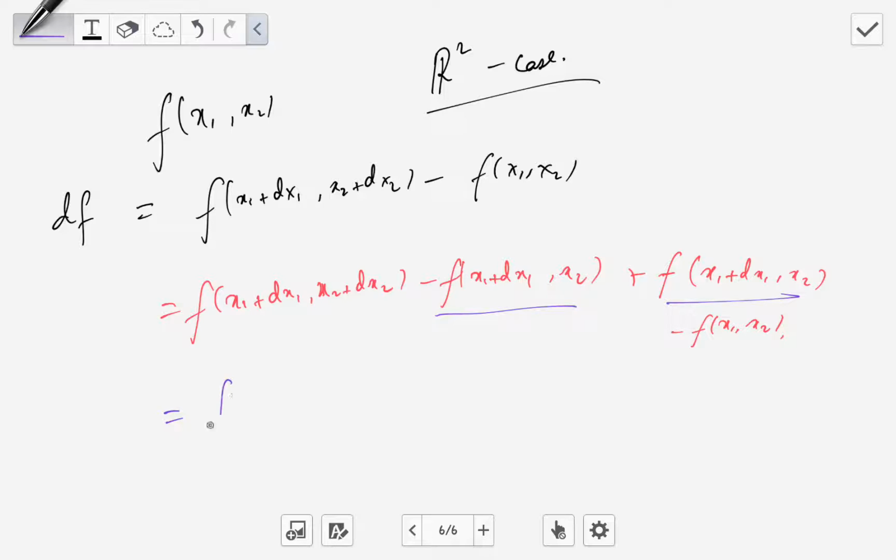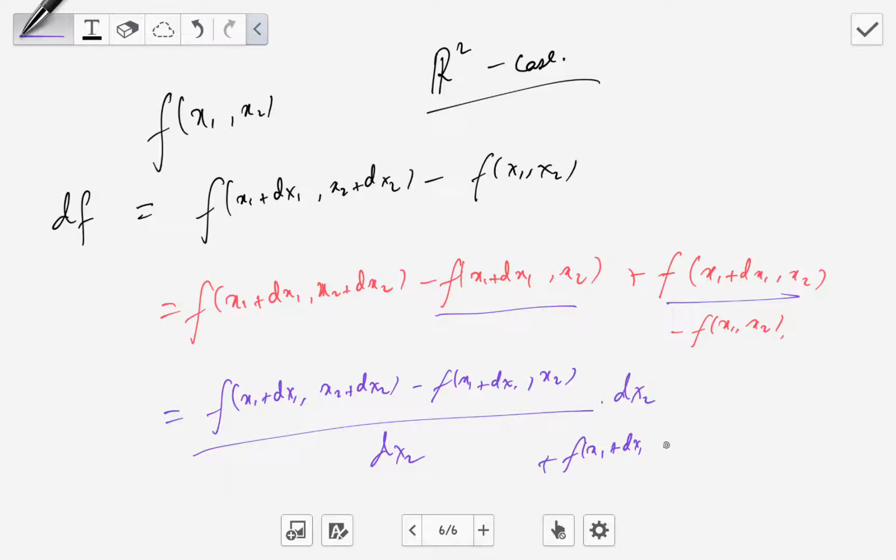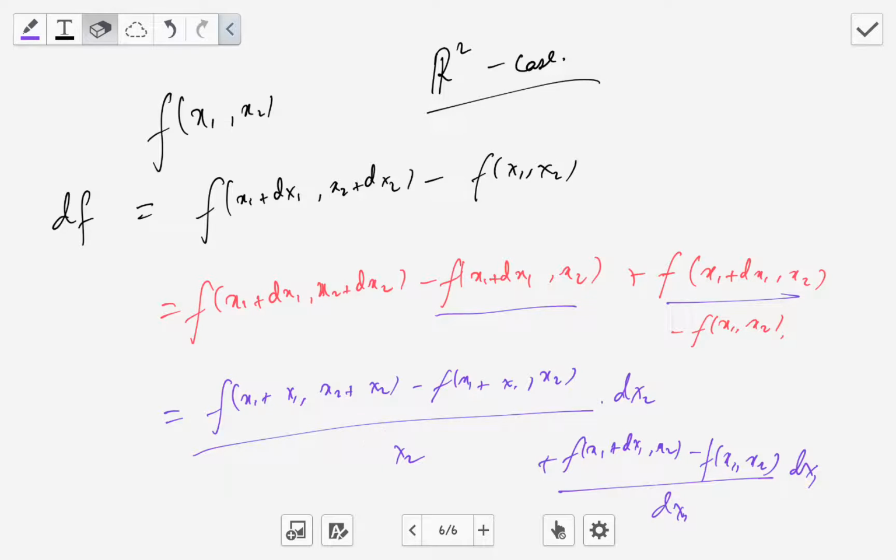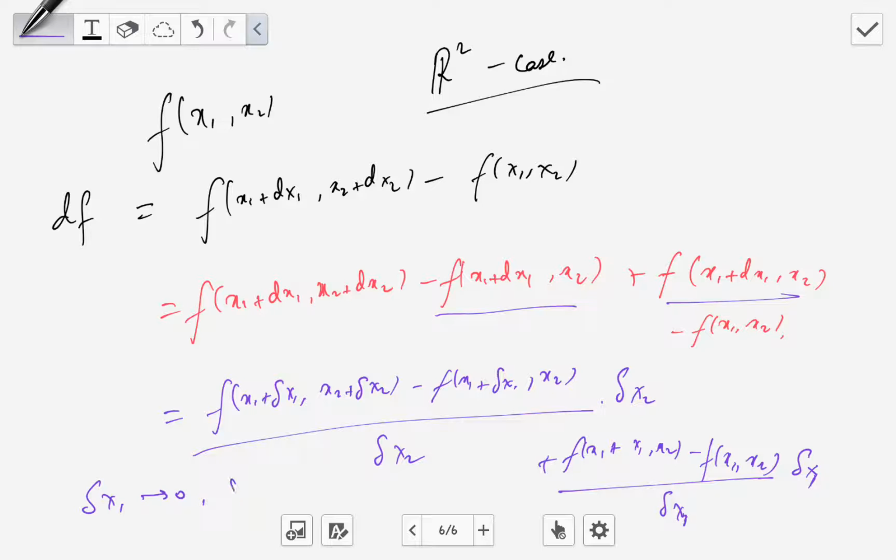Now this is f of x1 plus dx1, x2 plus dx2 minus f of x1 plus dx1, x2, by dx2 into dx2, plus f of x1 plus dx1, x2 minus f of x1, x2, by dx1 into dx1. Or instead you can write deltas instead of d's. Writing deltas would make much sense, where delta x1 tends to 0 and delta x2 tends to 0.